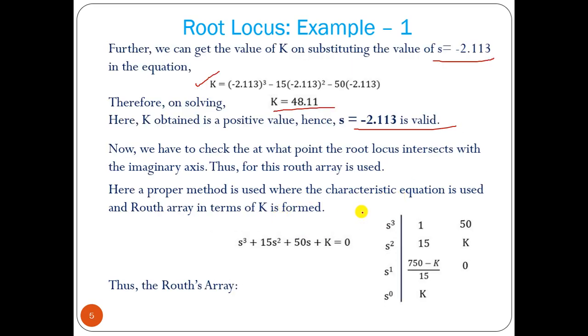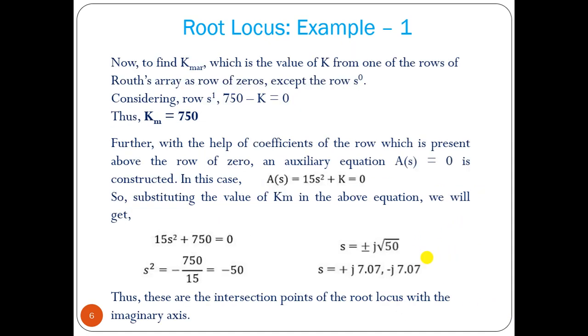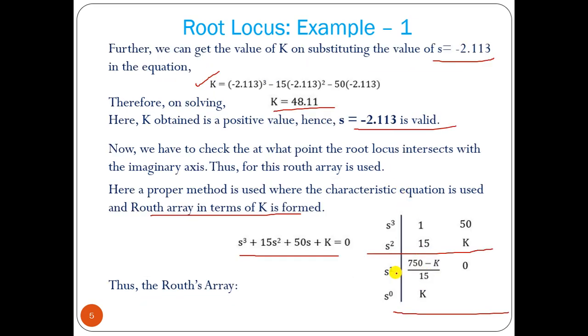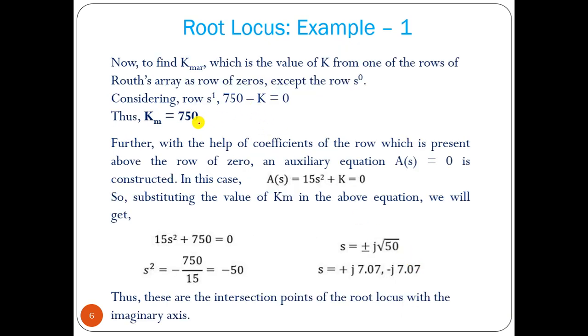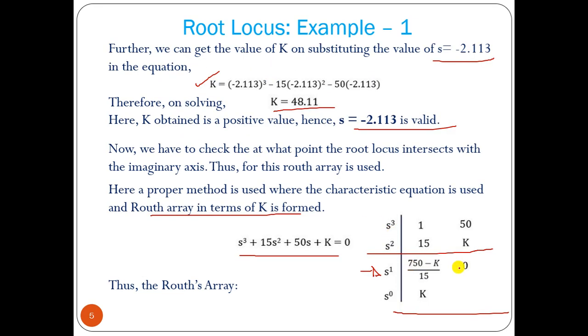For that we can apply the Routh array or Routh stability criterion. From the characteristic equation, we place all the coefficient values in two rows alternately: 1, 15, 50k. Then we can find out this table. From that table, we can make this row equal to 0 if k equals 750. So if k maximum is 750, this row becomes entirely 0.